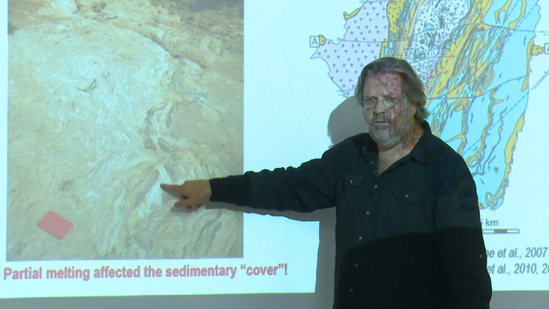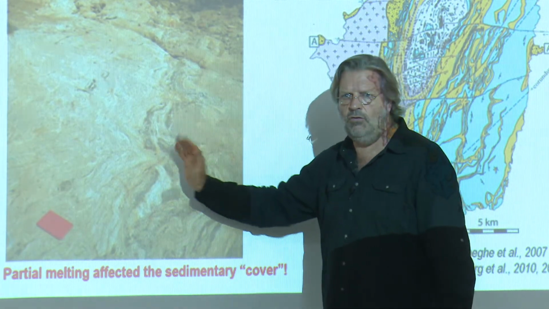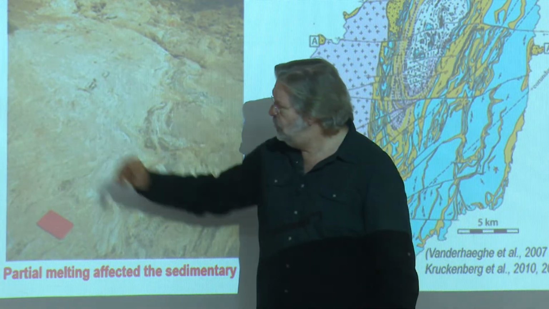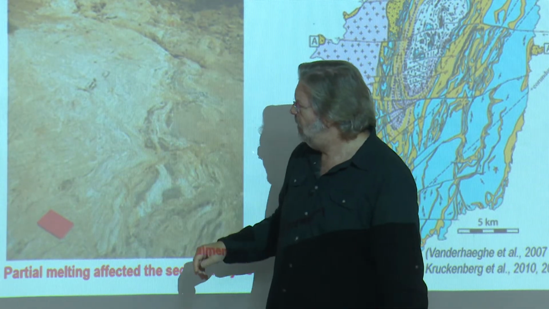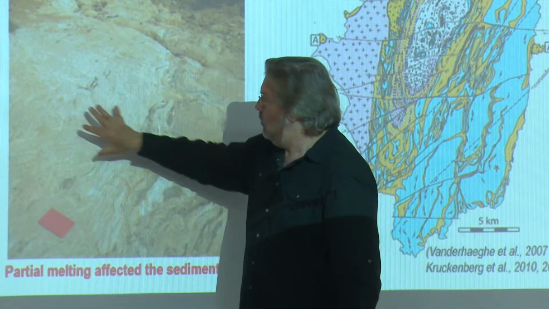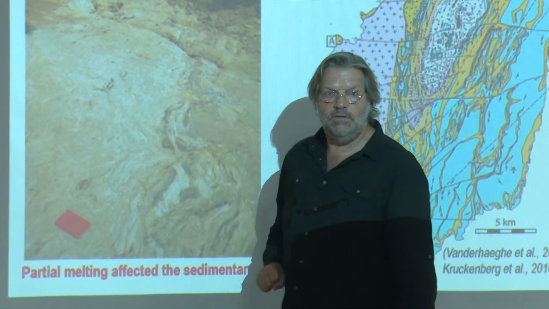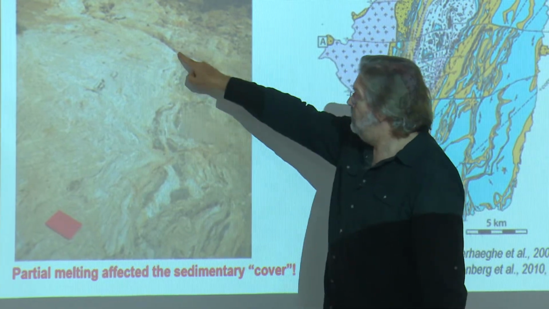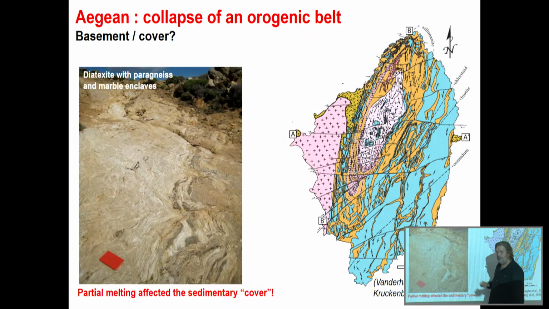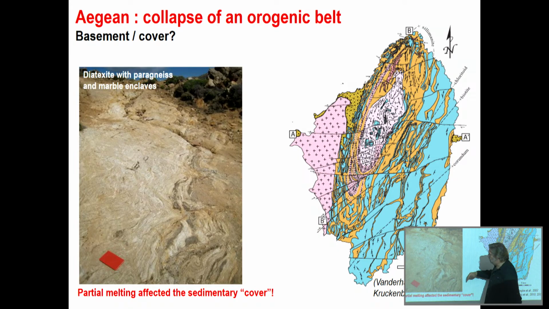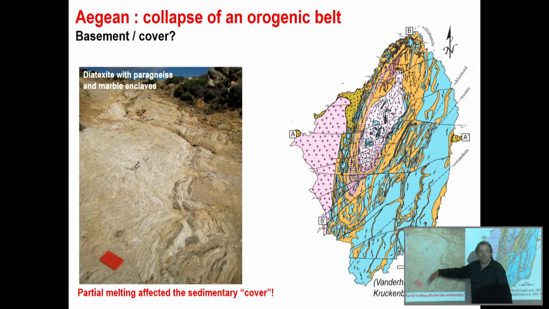Can you see the leucosomes here parallel to the foliation? So concordant leucosomes. And the more you go towards the left here, the more quartz and feldspar there is. And this is mapped as the basement cover transition. I think from what we see here, we can also propose that there's a gradient of increasing leucosome, increasing granitic part, which might be interpreted as a gradient of partial melting.